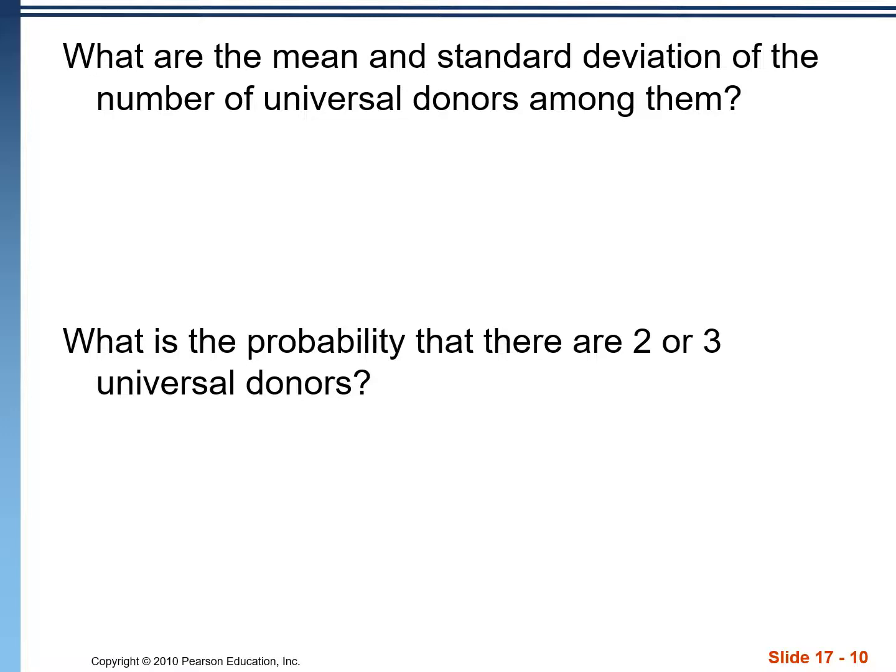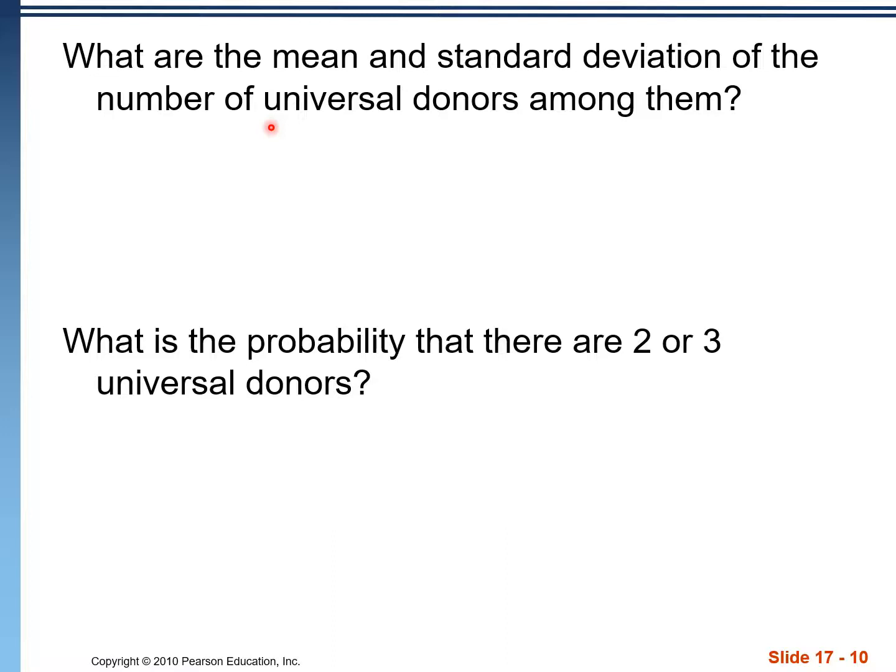So for this problem, we're still dealing with people online for a blood drive, but it's giving us a specific number of people online. So that's a fixed number of trials that it didn't give us in the last problem. And it's saying what's the mean and standard deviation for these 20 people in line, and how many universal donors do we expect among those 20 people, and then what's the probability that there's exactly 2 or 3 universal O-negative donors in those 20 people.